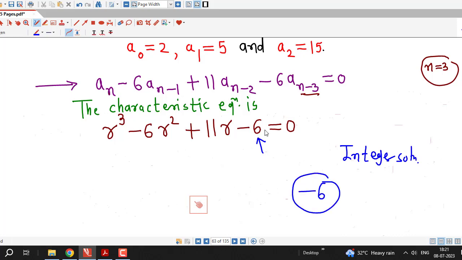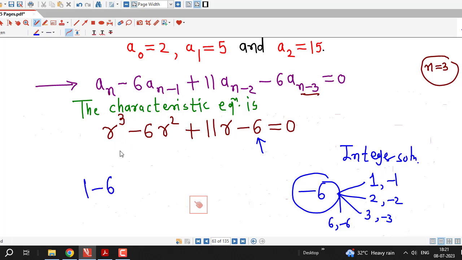Here the constant term is minus 6, therefore if there is any integer solution to this characteristic equation, then that integer solution must be a divisor of the constant term. So if there exists any integer solution, then it must be a divisor of minus 6. So from this we have the idea that we have to try these values of r. If I put r equal to 1, then let me check.